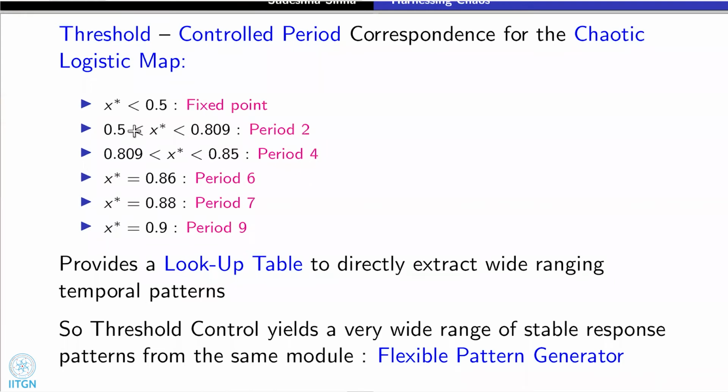If I put it in this range, I get a period 2. It bounces between x1, x2 forever. I can get period 4. I can get 6, 7, 9, what have you. I could have gone on through 5 slides with this.